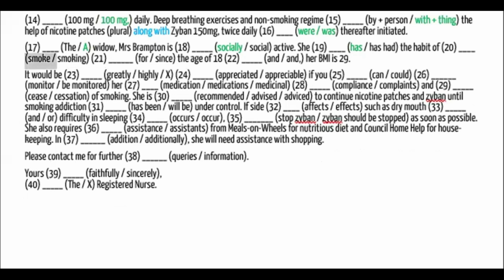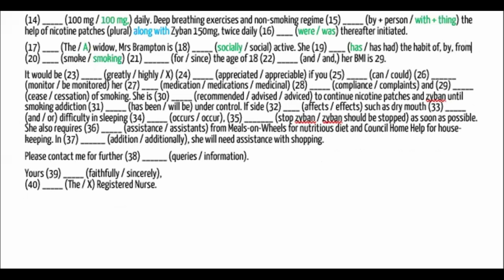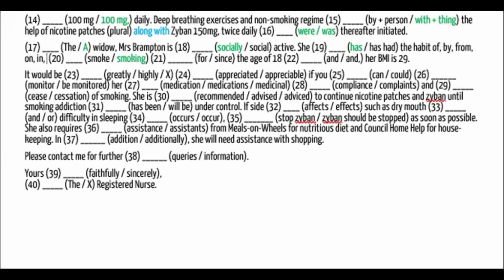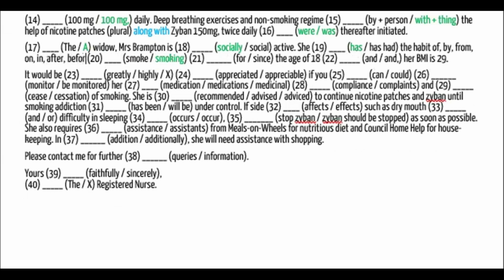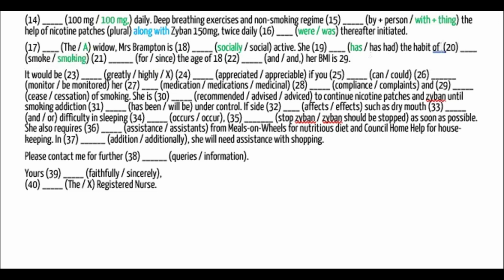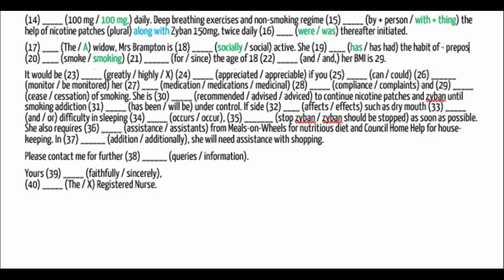Okay, where are we? Habit of smoking. Everybody knows it is smoking only, because we have to write the ing form after these words: of, by, from, on, in, after, before, with. And these words are known in English as prepositions.